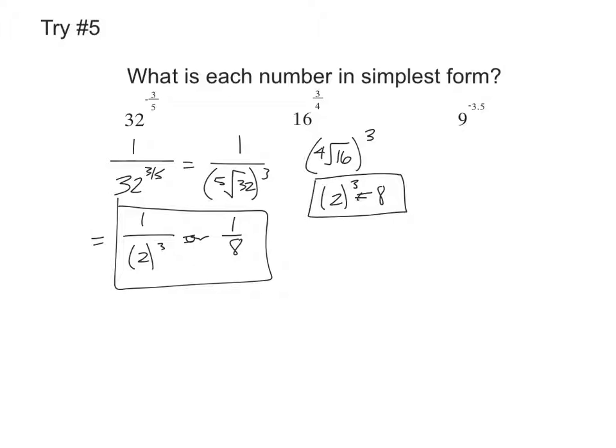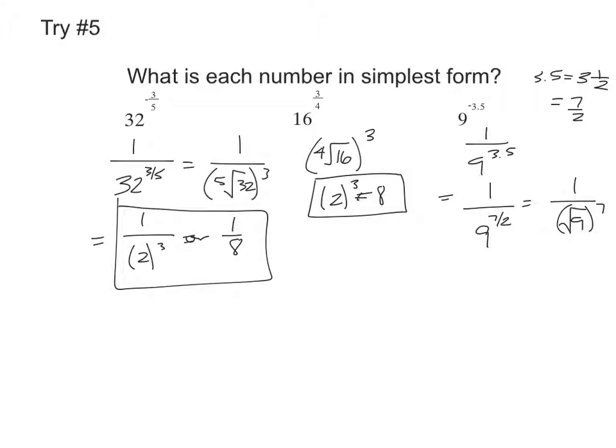Finally, let's go ahead and change this to a positive by saying 1 over 9 to the 3.5. 3.5, remember, is really 3 1/2. And then to change that to an improper fraction, you say 2 times 3, which is 6 plus 1 is 7. So that's 7/2. So this is really going to be 1 over 9 to the 7/2. And so really that means 1 over the square root of 9 raised to the 7th. So you can either keep it as that, or the square root of 9 is 3. And then 3 to the 7th, let me check it out on my calculator.